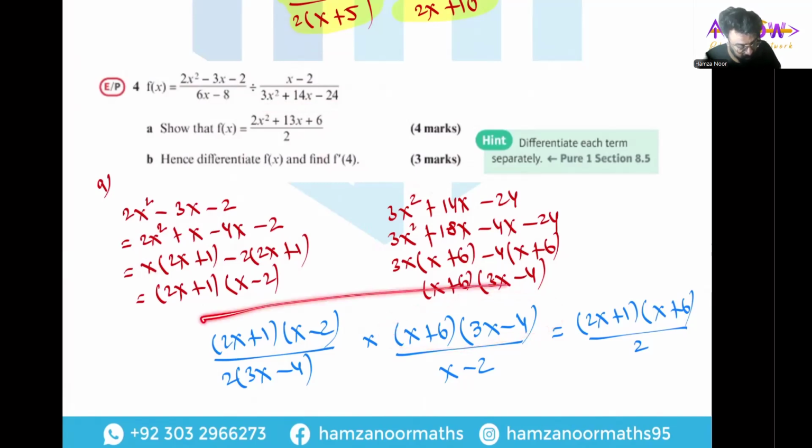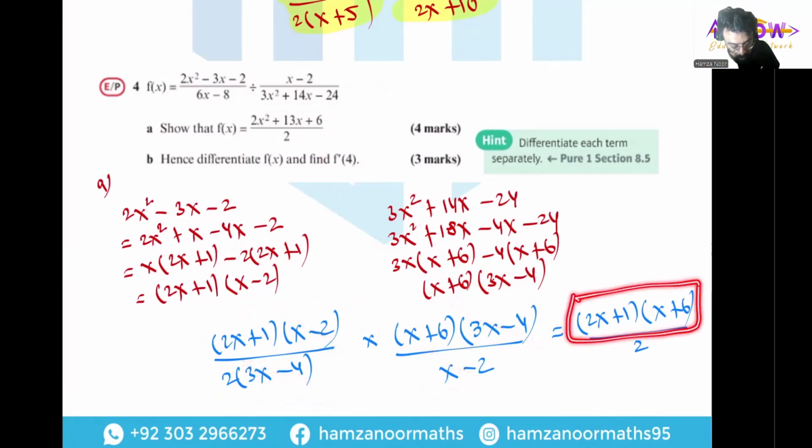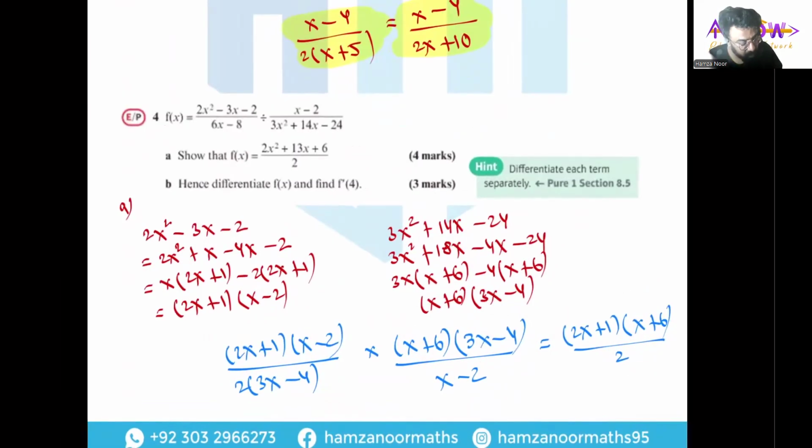Okay, so we are going to multiply these two fractions. And as we can see, 3x minus 4 and 3x minus 4 got cancelled out. x minus 2 and x minus 2 got cancelled out. And therefore, you are left with 2x plus 1 multiplied by x plus 6 completely divided by 2. Okay, but in part A, you need to show a specific form, 2x squared plus 13x plus 6 completely divided by 2. So you are going to expand these two factors.